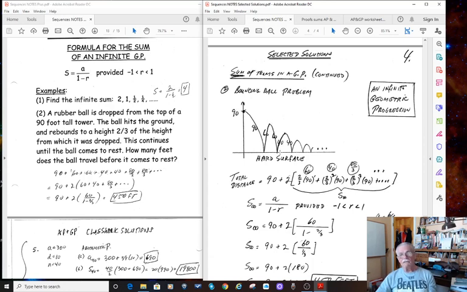And it hits the ground, and 2/3 of 60 is 40. So up 40 and down 40. And then 2/3 of 40 up and 2/3 of 40 down, and so forth and so on, dot, dot, dot. So this is an infinite geometric progression.